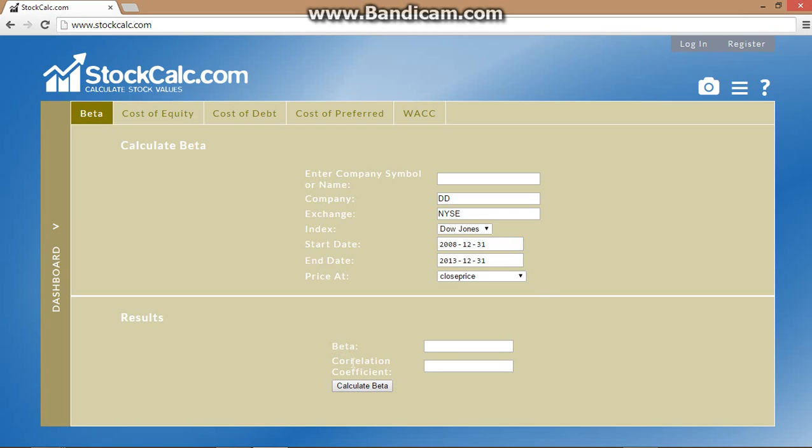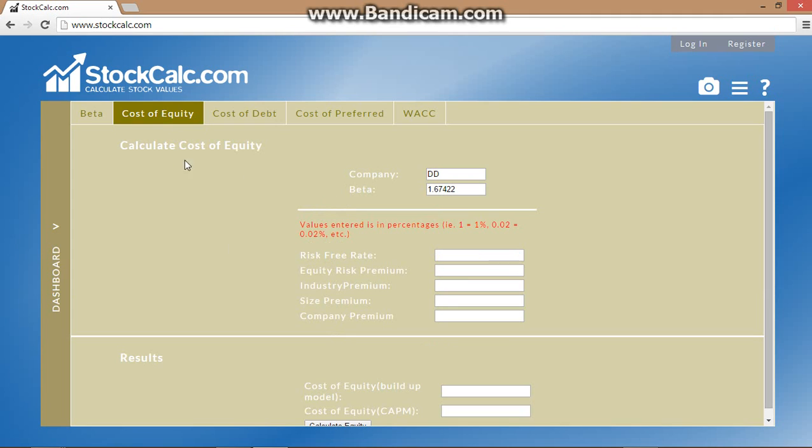With the beta, we're actually calculating how the stock behaves compared to the index. So we will calculate the beta for DuPont as it is compared to the Dow Jones. The beta of DuPont is 1.67 with a very high correlation of 0.86 for this time period that we've chosen. What this means is that if the Dow goes up 1, we expect DuPont to go up 1.67. Conversely, if the Dow goes down 1, we expect DuPont to drop 1.67.